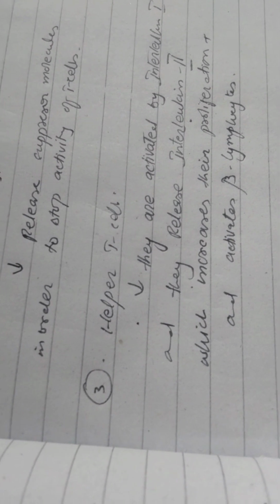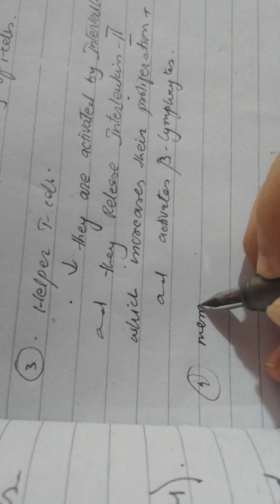These helper T cells are activated by interleukin 1. We have talked about this in my previous video as well. So these are activated by interleukin 1, and when they get activated, they release interleukin 2. The production of interleukin 2 increases their proliferation. We can say it increases their replication, as well as it activates the B lymphocytes. Right. Now, fourth we have memory T cells.